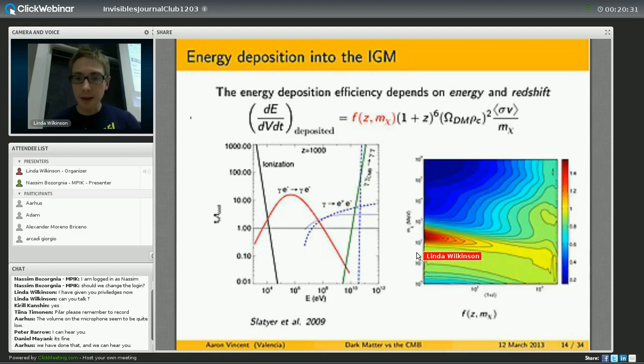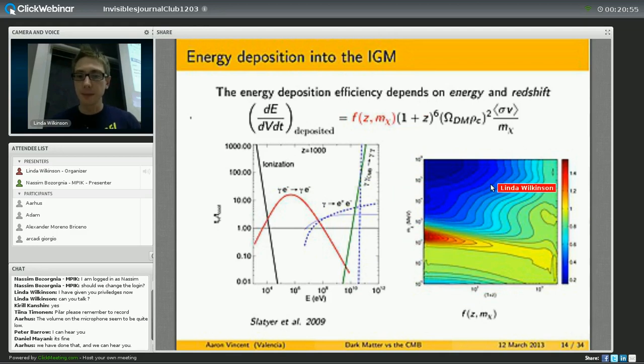So what this looks like, you can't really read the axes very well, but the x-axis is the redshift z, and the y-axis is now the mass of the dark matter. And what you're seeing here is a plot of the efficiency, just this function f of z and m, of deposition from dark matter annihilating to 2 electrons.